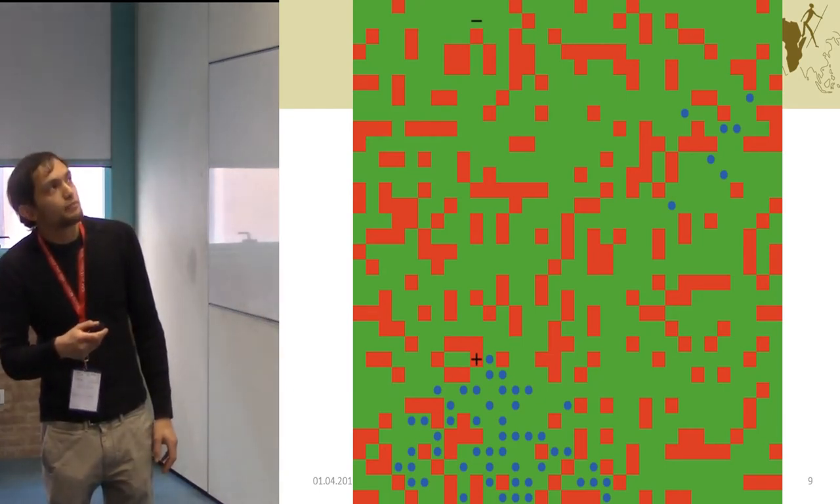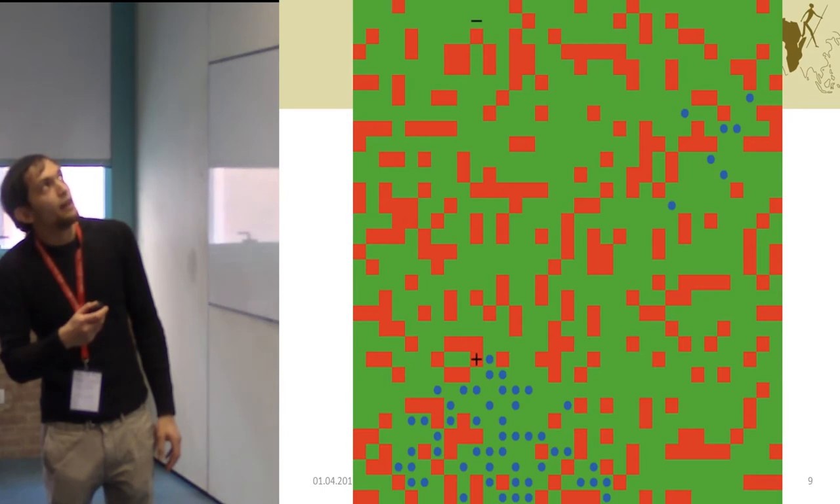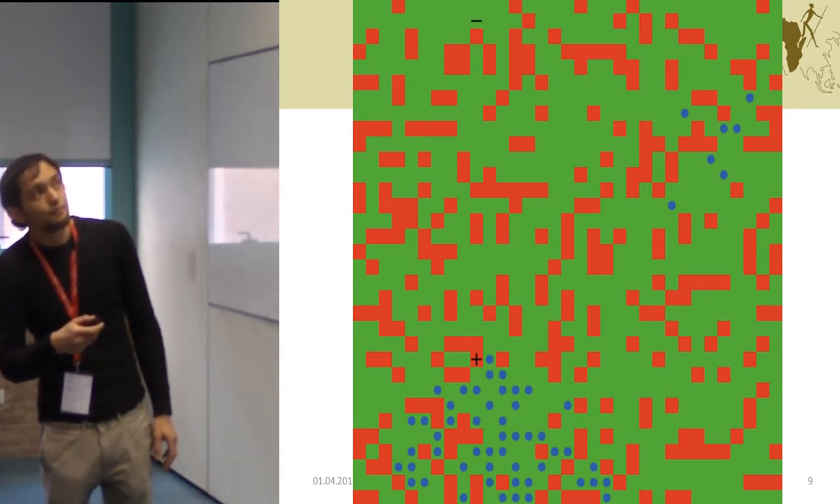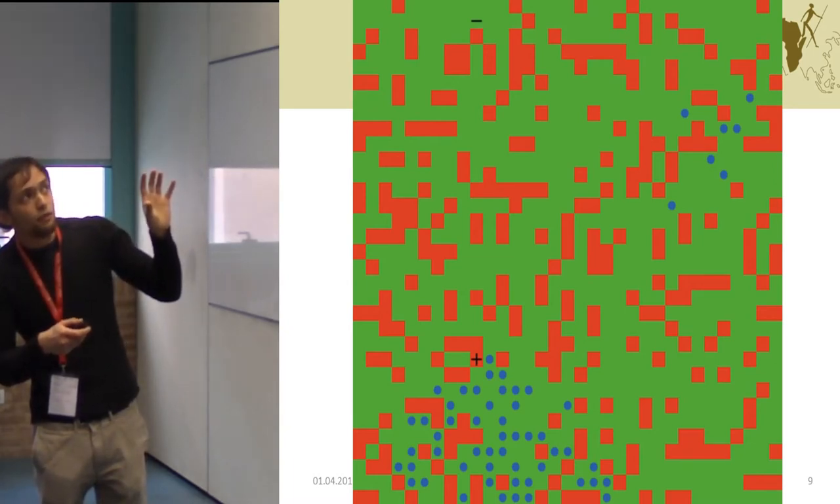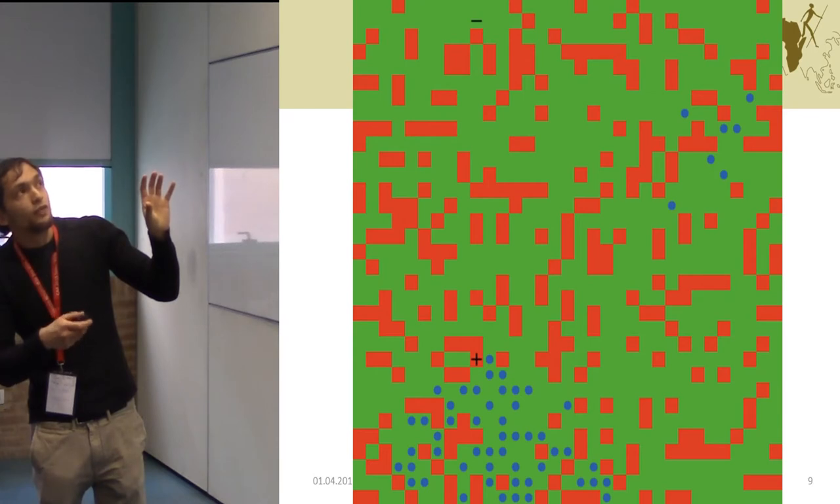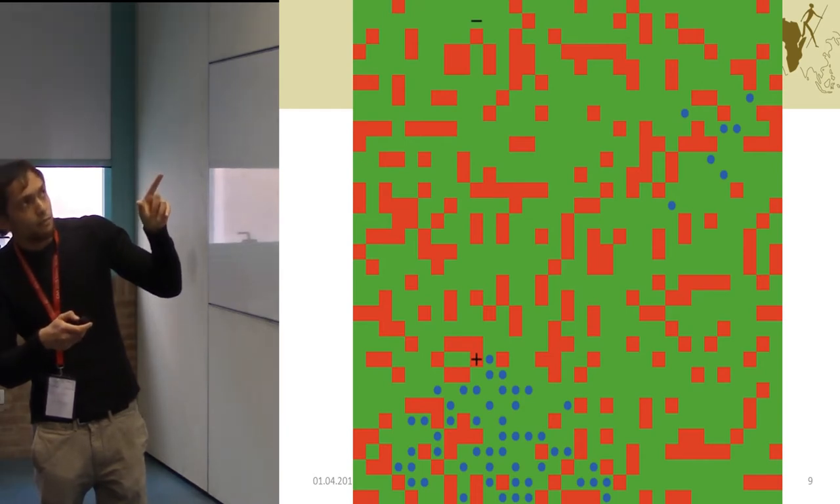But you see the effects of the push factor, that the hominin agents disperse towards the pull factor and still avoid the push factor. And they do not distribute north of the pull factor.